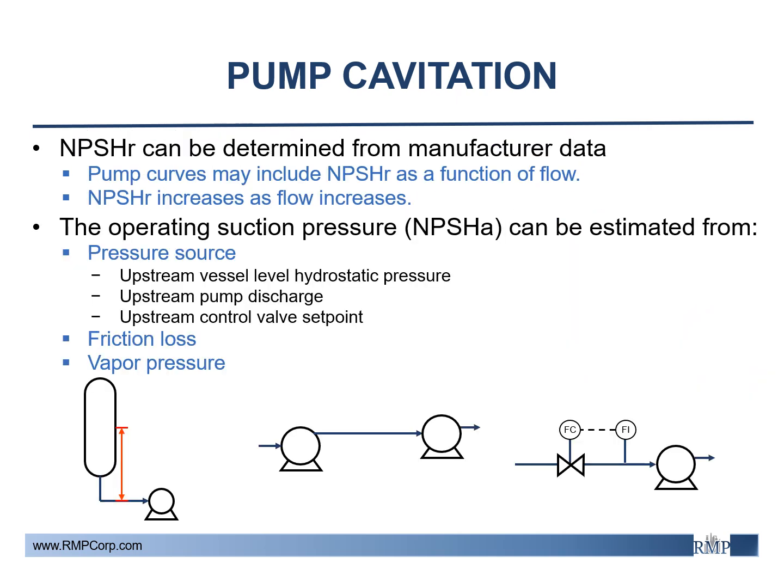NPSH-R can be found in manufacturer data in the pump curves. NPSH-R will increase as flow increases. The operating pressure at the suction, which correlates to the NPSH-A, can be estimated using friction loss, vapor pressure of the stream, and most importantly, the pressure source. The pressure source may be a hydrostatic pressure from a vessel, which can be conveniently calculated. It can be what the upstream pump or regulator is manually set to.